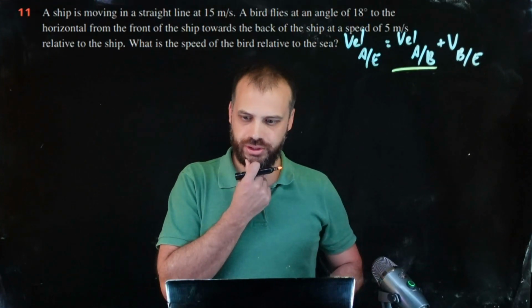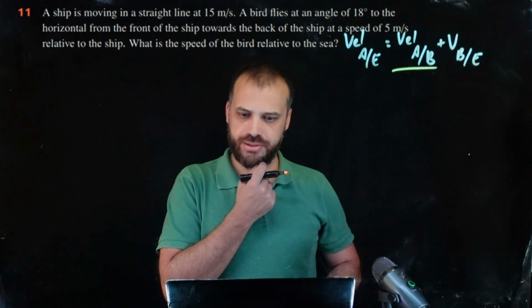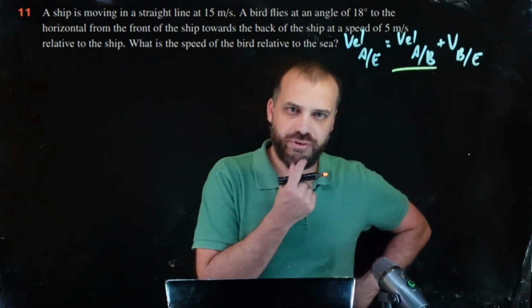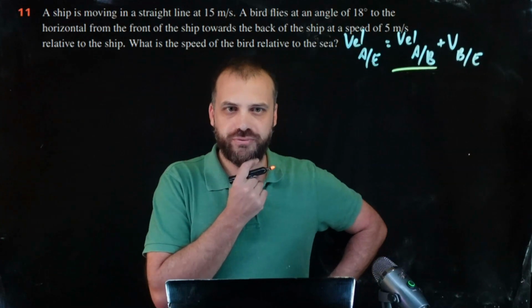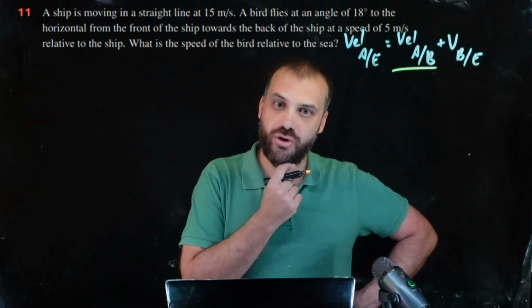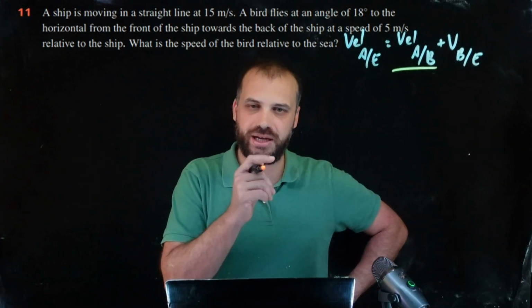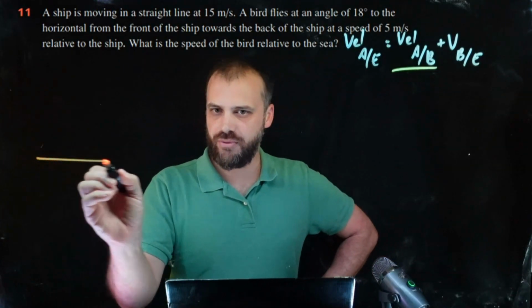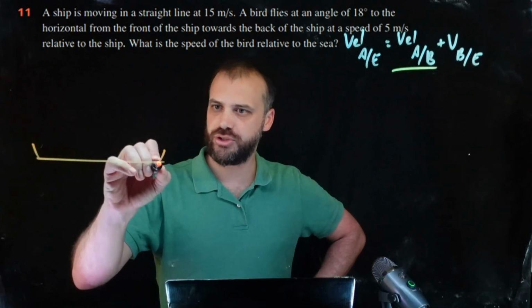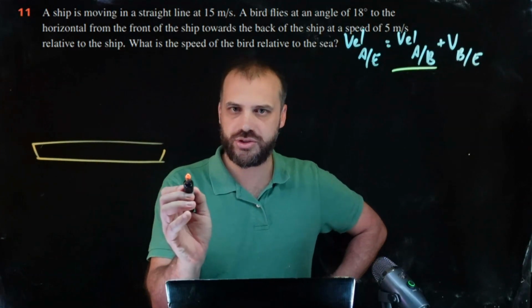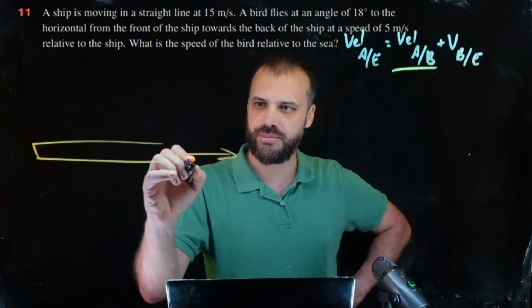Next question, what do we got? A ship is moving in a straight line at 15 meters per second. A bird flies at an angle of 18 degrees to the horizontal from the front of the ship towards the back of the ship. All right, so we have a boat. This is a picture of my boat. It is traveling in a straight line at 15 meters per second.